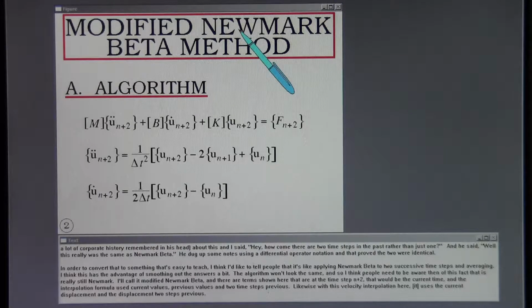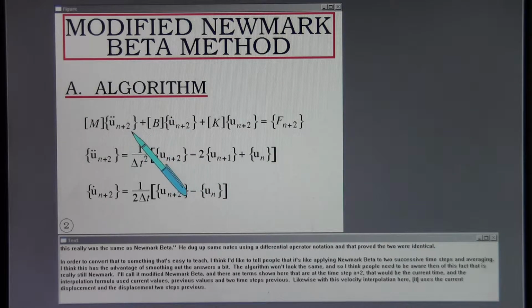There are terms shown here at the time step n plus 2, that would be the current time, and the interpolation formula used current values, previous values, and two time steps previous. Likewise, this velocity interpolation here uses the current displacement and displacement two steps previous.